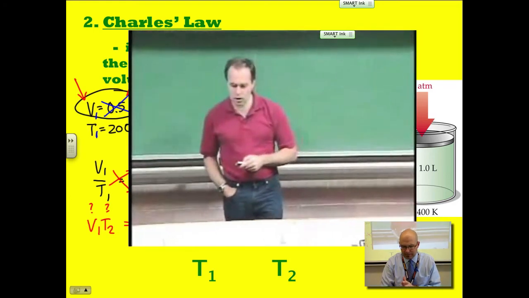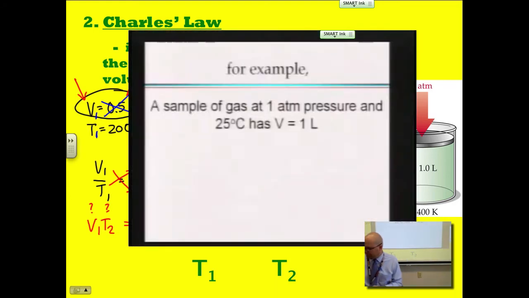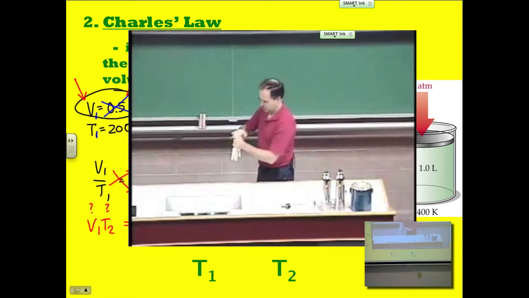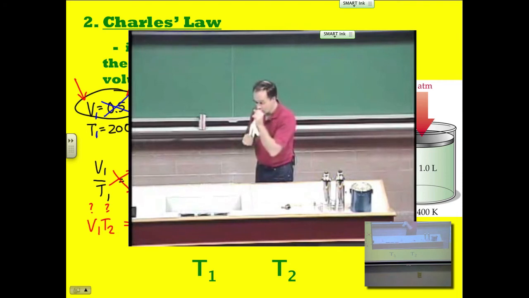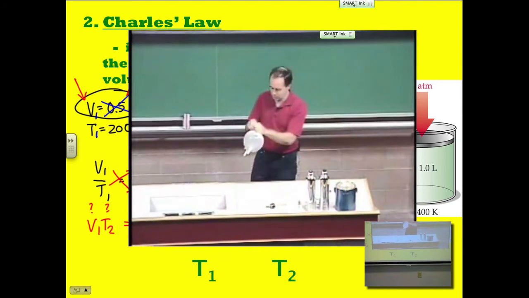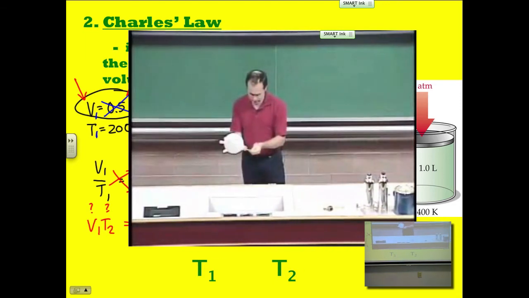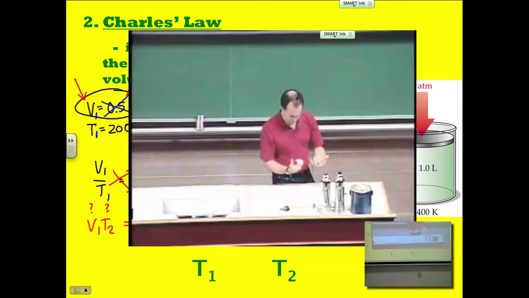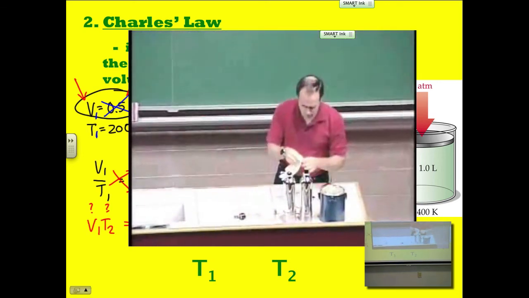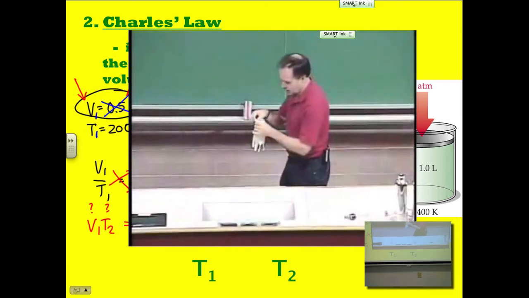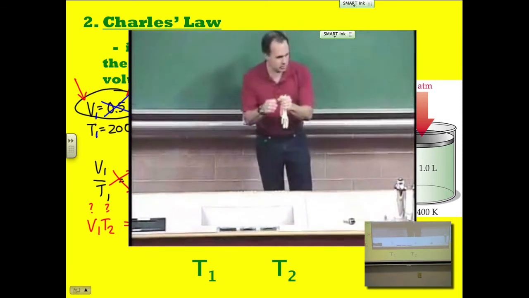So let's be a little quantitative here. Suppose we take a sample of gas at 1 atmosphere pressure and 25 degrees C, and it's got a volume of about 1 liter. I brought something we can do this with: your average latex glove. Hopefully it doesn't have any powder on it. I hate powdered gloves. So we'll use this as about 1 liter, and the gas in here is just air. Note that it doesn't make any difference what the gas is, because Charles' law applies equally to all gases.